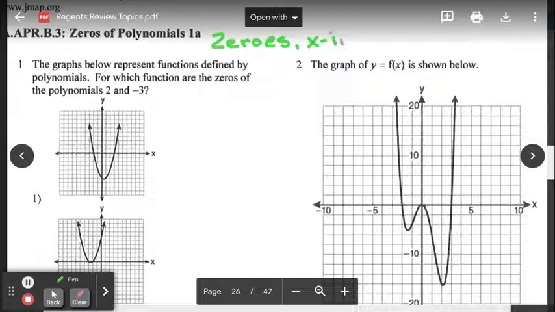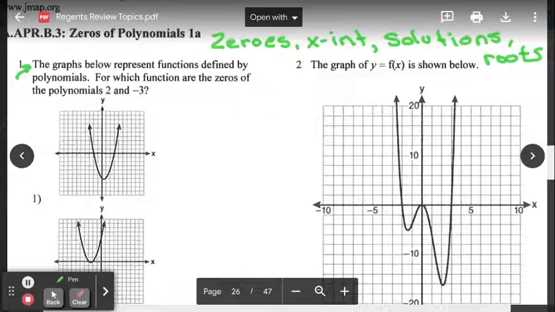x-intercepts. Remember, that's where the graph crosses the x-axis. Solutions, and roots. Those four words mean the same thing for our purposes. So you can be asked four different questions and solve them each the same way. So let's look at question 1.